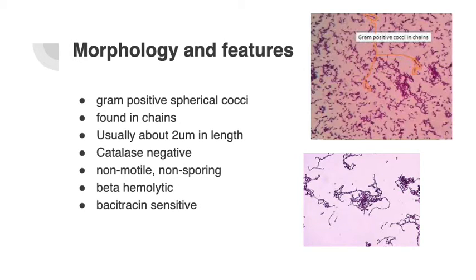So, about the morphology and the features, it is a gram-positive spherical cocci, and it's found in chains, like mentioned before, and it's usually about 2 micrometers in length. It is catalase negative, non-motile, non-sporing. It is also beta hemolytic and bacitracin sensitive, meaning it cannot survive in the presence of bacitracin.